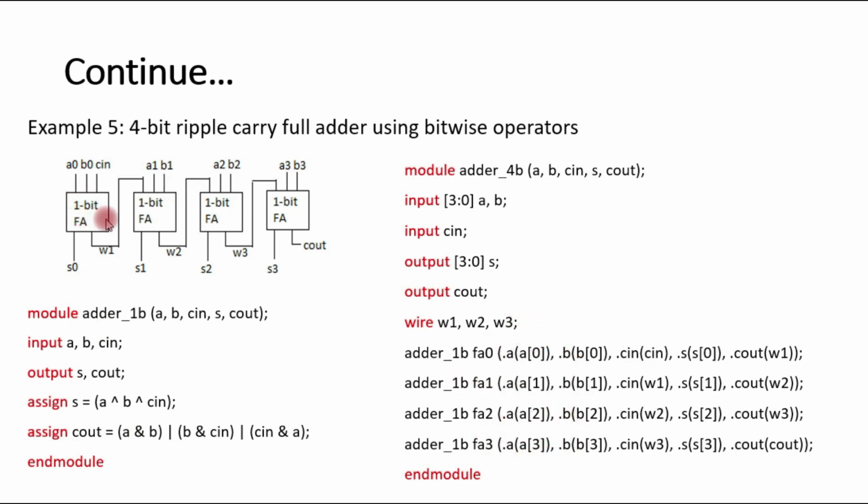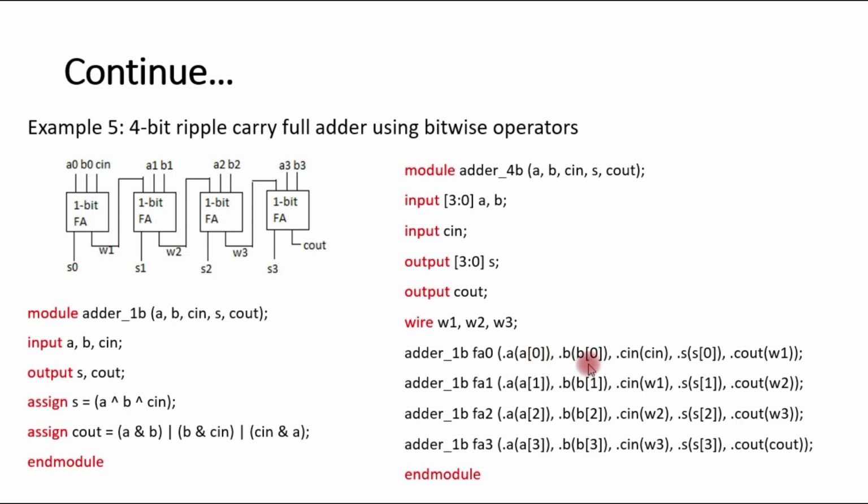There are 4 1-bit full adder circuits. So for simplification, we labeled these 1-bit adders. This 1-bit full adder is FA0. This 1-bit full adder is FA1. This one is FA2 and this one is FA3. adder_1b FA0. This one is FA0. Bracket, and in bracket we are mapping the terminals or ports.